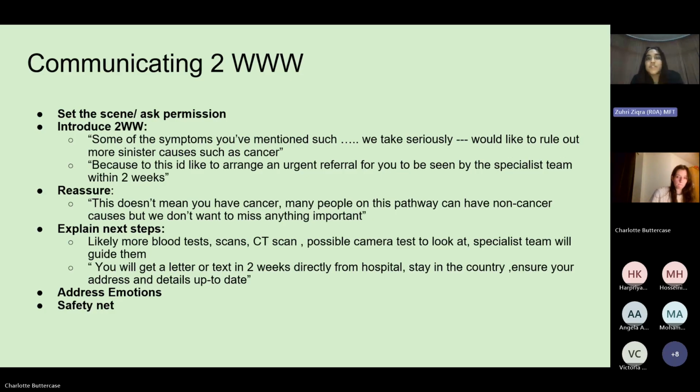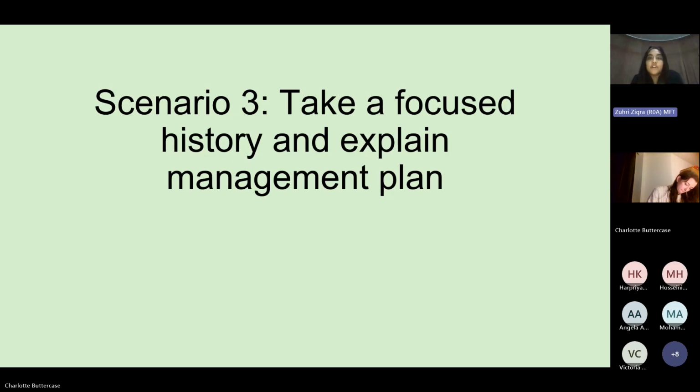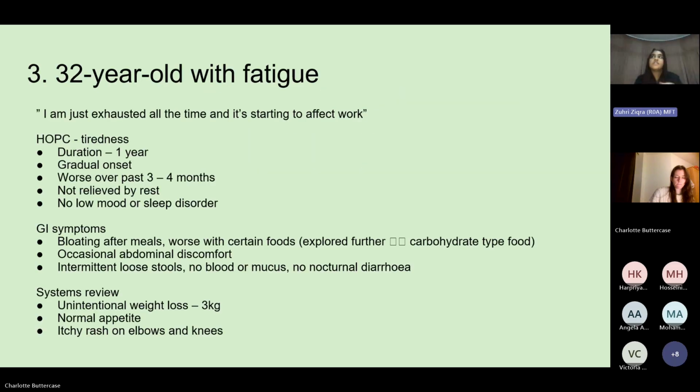So please put in the chat if you have any questions. I'll just quickly run through scenario 3, just because I'm running a couple of minutes over schedule already. So this was take a focused history as well and explain next steps. This one I've realised is a bit of a more open differential unless you found that cue that you needed to. So it's someone that's exhausted all the time. It's affecting their life, essentially.